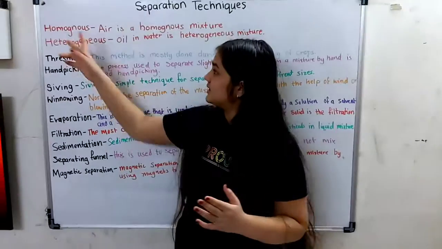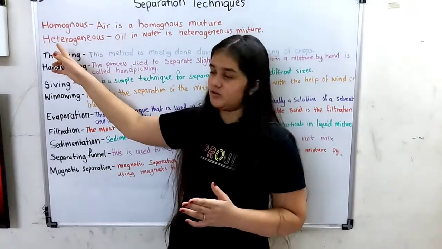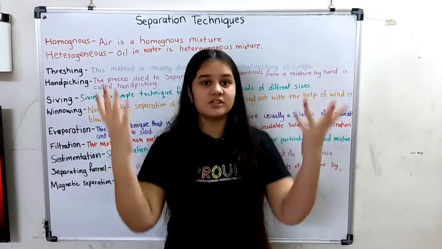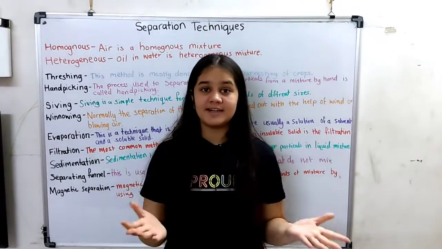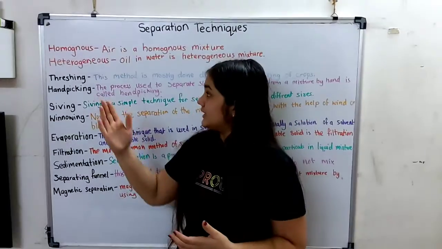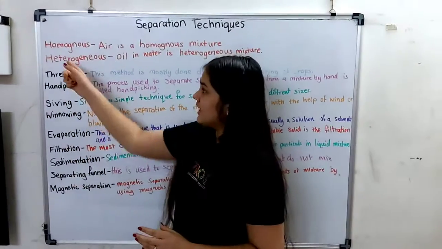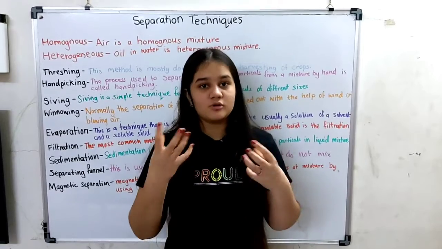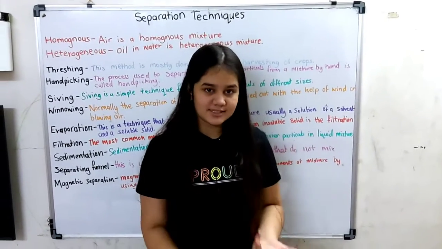Now what is the difference between homogeneous and heterogeneous? In a homogeneous mixture, we can't see the particles. There are many particles in air but we can't see them directly, so it's called a homogeneous mixture. And heterogeneous is something you can see with your eyes. There are two elements in one substance and you can see them with your eye.